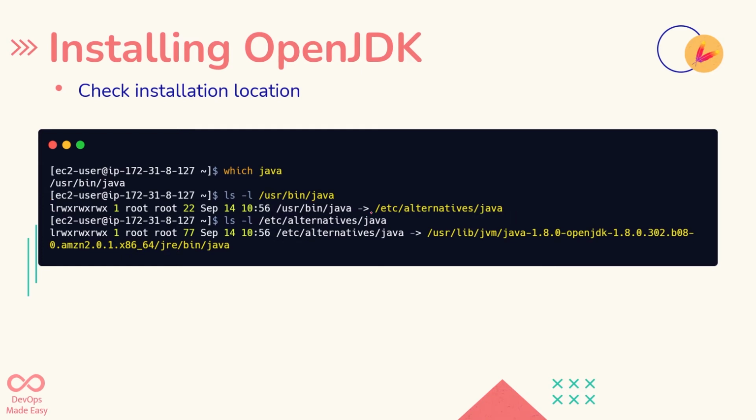Then again, if you do ls -l on /etc/alternatives/java, you can see that it is again being soft linked to the actual JDK installation path, which is under /usr/lib. So which java is pointing to this Java binary in the installation directory, the /usr/lib/jvm directory.